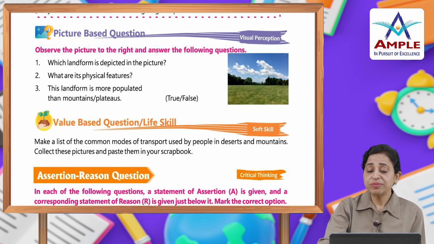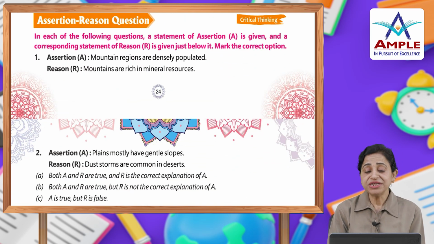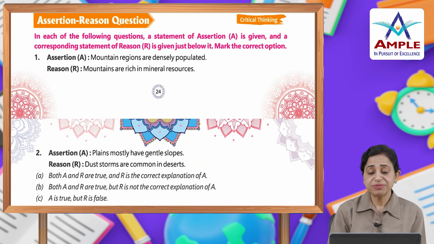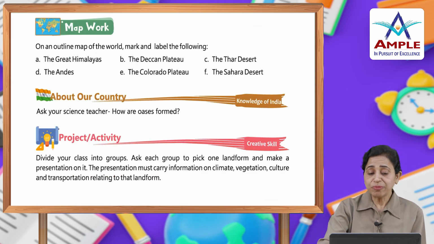Make a list of the common modes of transport used by people in deserts and mountains. Collect these pictures and paste them in your scrapbook. Assertion reason question. In each of the following questions, a statement of assertion A is given and a corresponding statement of reason R is given just below it. Mark the correct option. We have now map work.